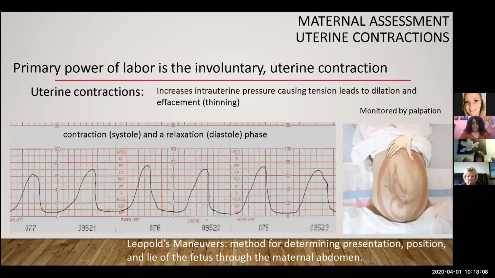All right, so the primary power of labor is the involuntary uterine contractions. Remember, we just talked about the 5 Ps, and power was one of them. The uterine contractions increase intrauterine pressure, causing tension on the cervix. The tension leads to cervical thinning and dilation, which in turn eventually forces the fetus through the birth canal. Now the properties of the contractions.